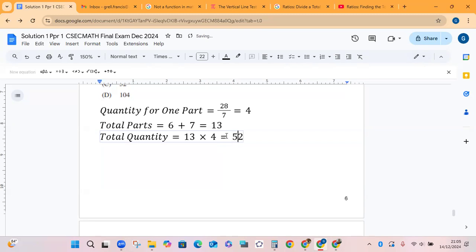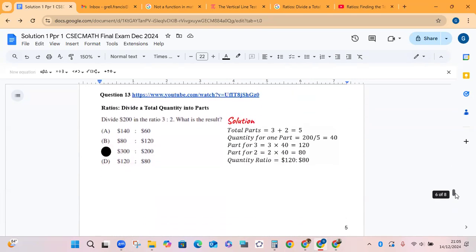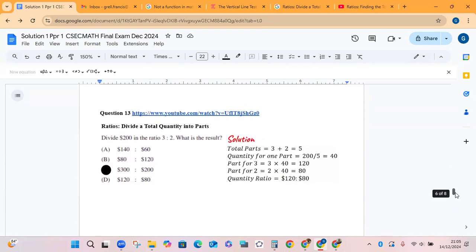Sorry. So let's go over that again. If you can recall the 3-step process, when you want to divide a total quantity by parts, you want to share it up. You first find the total parts, and you find the quantity for one part by dividing the total quantity by the total parts. That will give us the quantity for one part, and then you multiply each share by the quantity for one part to get the amount for each part.